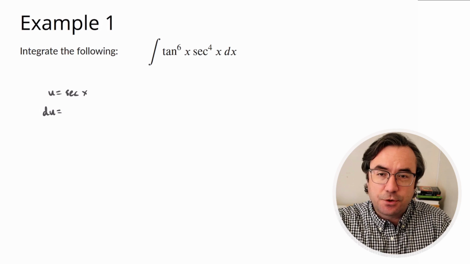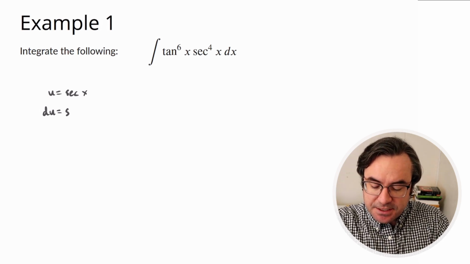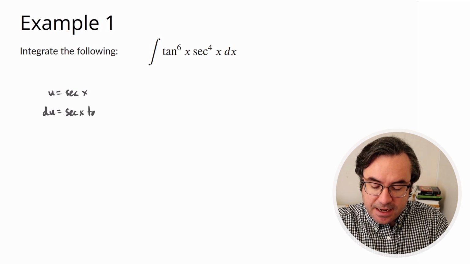And if that's going to be our choice for u, then what's going to be our differential? Well, the derivative of secant x is secant x times tan x.